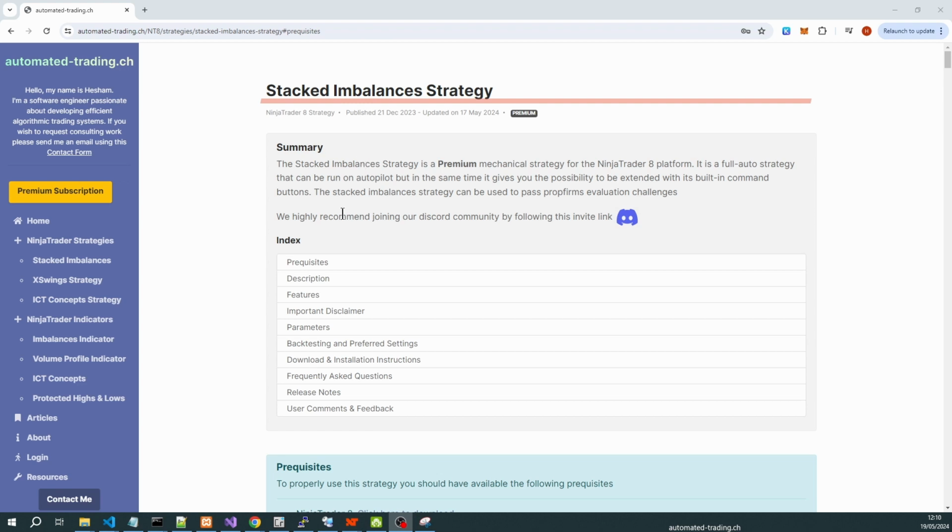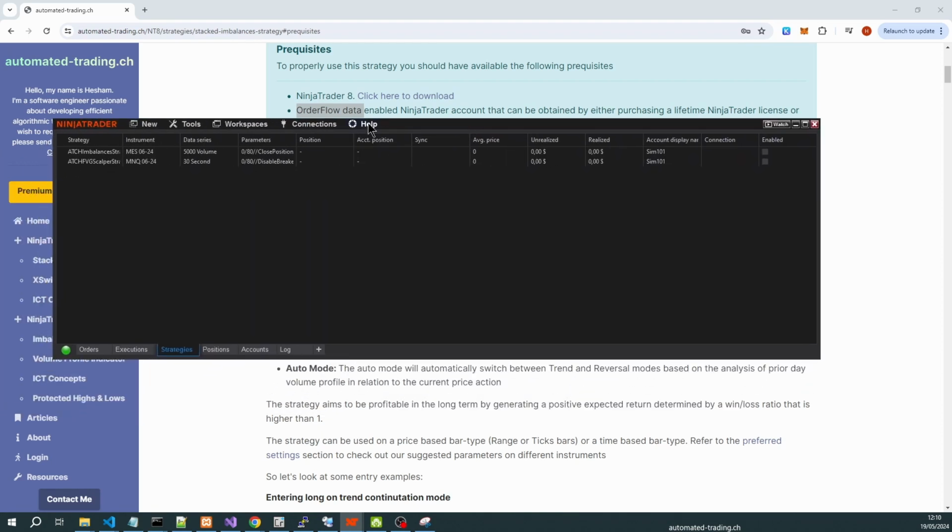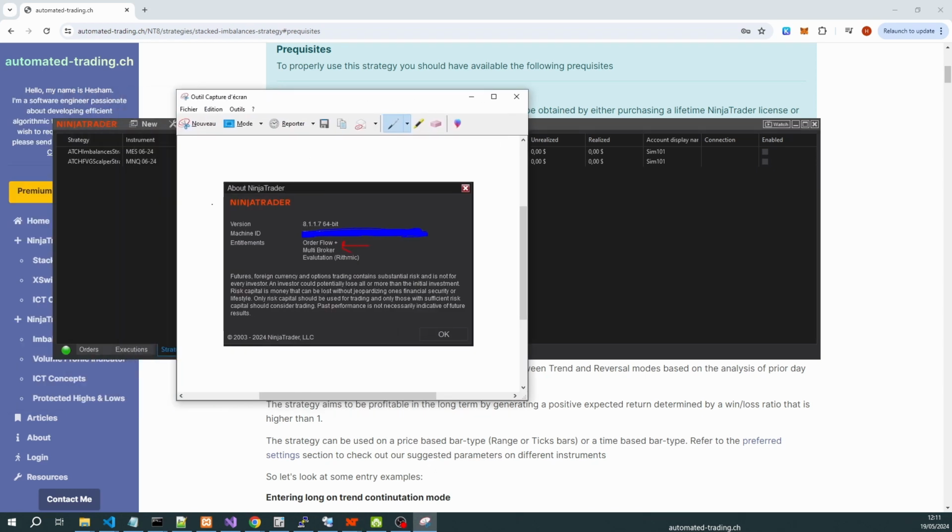The second thing is that if you go to Prerequisites, you can see that you need the order flow package enabled on your NinjaTrader account. And the way to verify this is that you should go to NinjaTrader here and click on the help section and about. And from there, you will see something like this in this window. And you will need to see the order flow plus enabled on your NinjaTrader.